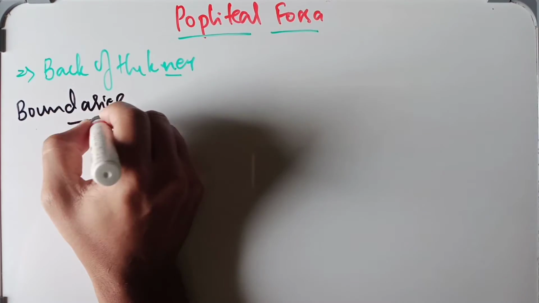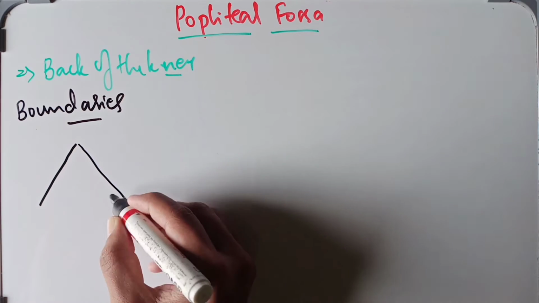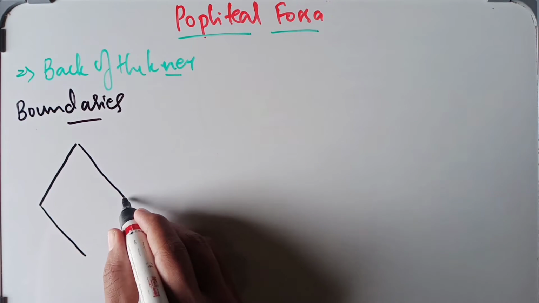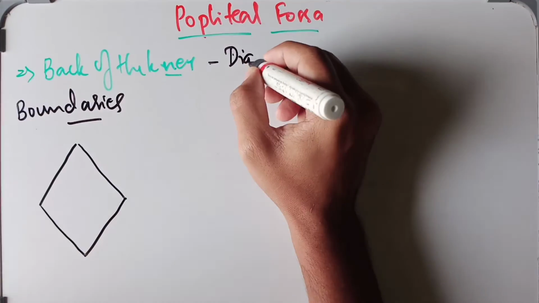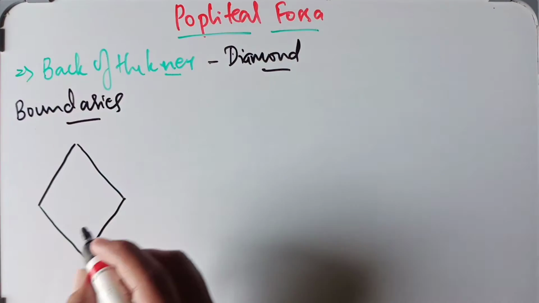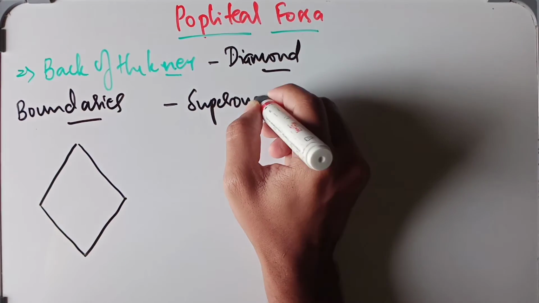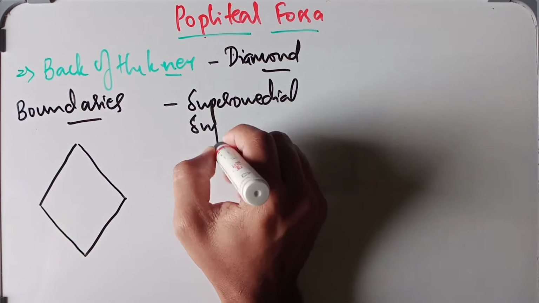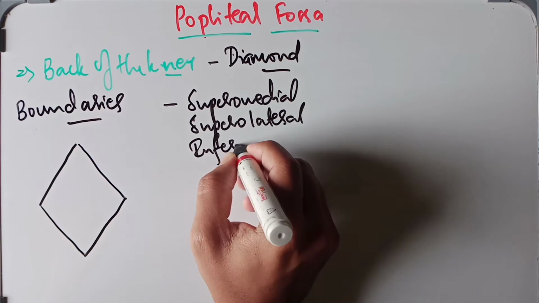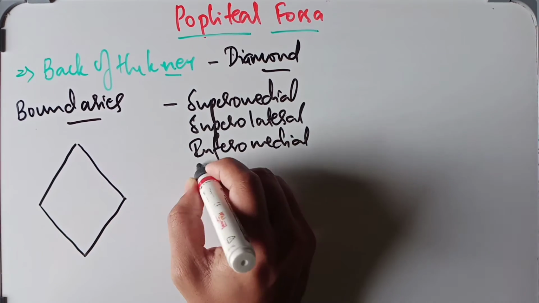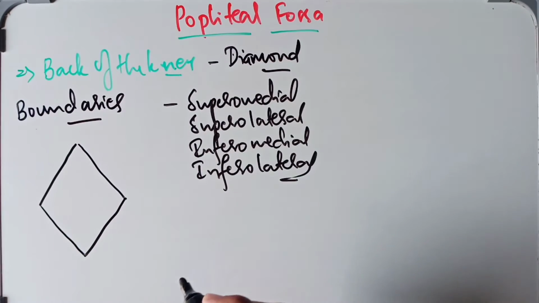So what do we have? We have a superior-medial boundary, a superior-lateral boundary, an inferior-medial boundary, and an inferior-lateral boundary. It looks like a diamond shape, so you can also call it a diamond-shaped hollow structure. These are the four different boundaries of the popliteal fossa.